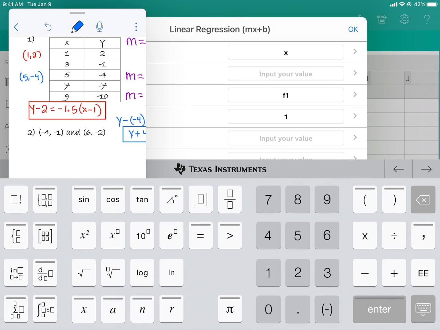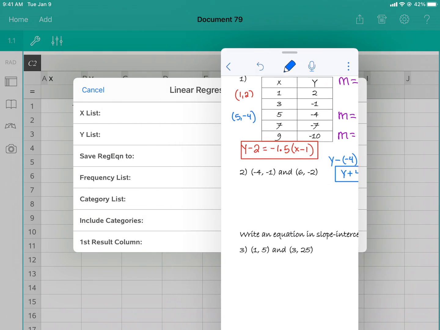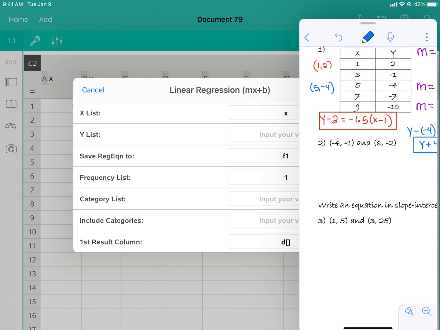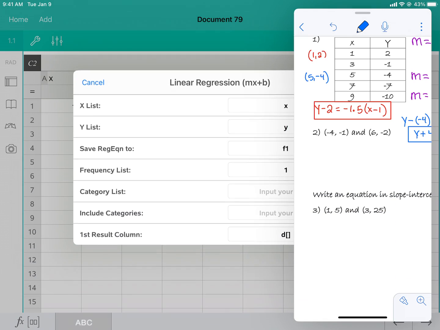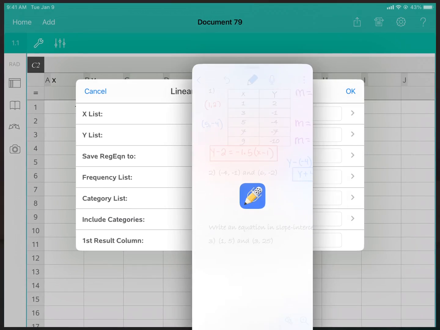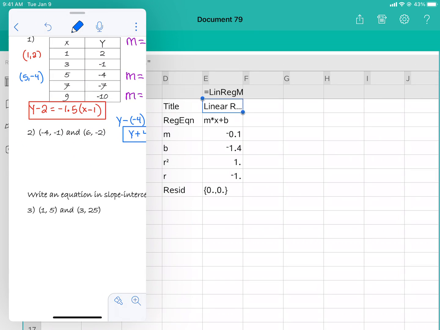Let's see. Move my notes back over. Then we're going to go OK. And it tells me my slope is -0.1. So m equals -0.1.